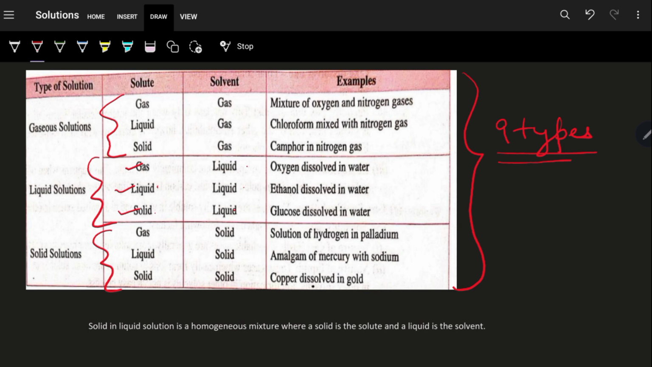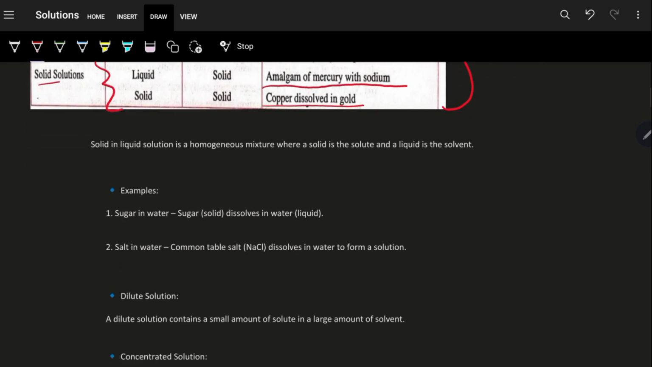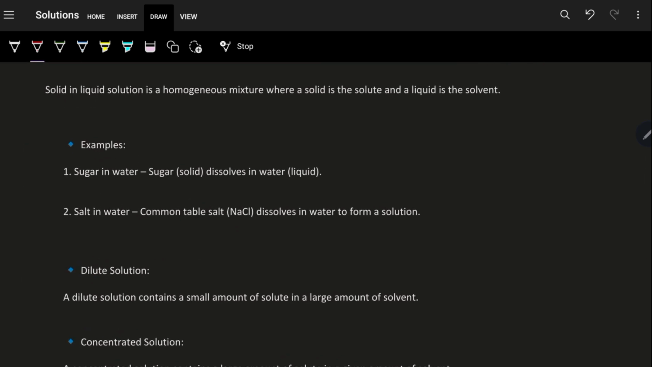Now these examples can be picked up in the exam and you may be asked to identify what is the type of the solution, what is the phase of the solute and the solvent. Did you notice that amalgam is a liquid in solid solution? So it is an example of solid solution. There are certain examples like copper dissolved in gold. It is an example of solid in solid solution. After this, we have solid in liquid solution.